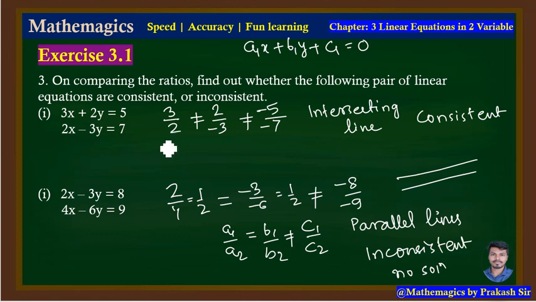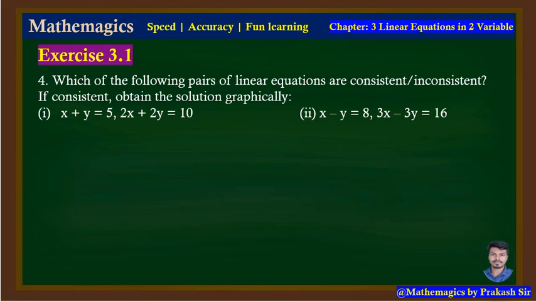Here I have forgotten to write, that is a1 by a2 is not equal to b1 by b2. If the first and second are not equal, forget the third one, and from here only we can say that it is intersecting line and it is consistent. Now let us move to question number 4. Which of the following pair of the linear equations are consistent or inconsistent? If consistent, obtain the solution graphically.